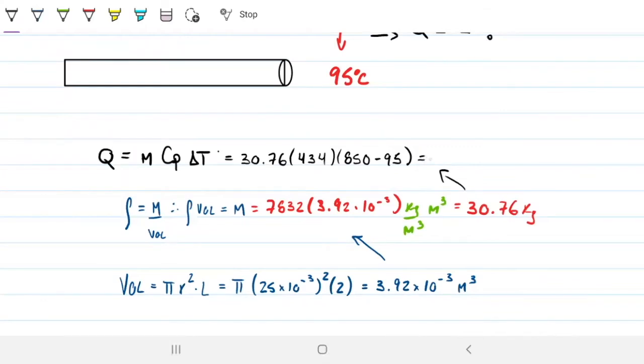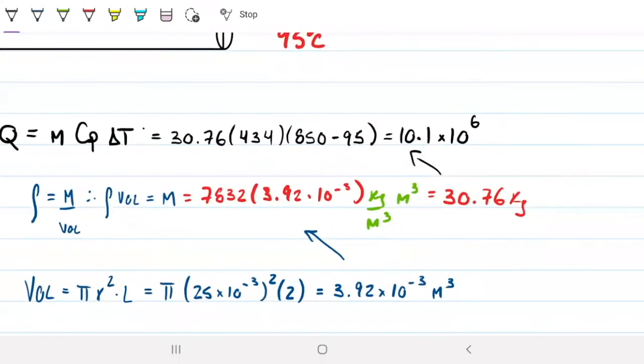This is, what did I get? 10.1 times 10 to the 6. Does that match what you guys got? Yep. And unit-wise, we have kilograms for the mass, and then this guy here is in joules per kilogram per Kelvin. And then we have a difference in temperature that can be in Kelvin or in degrees Celsius. It doesn't matter. So this is in joules.